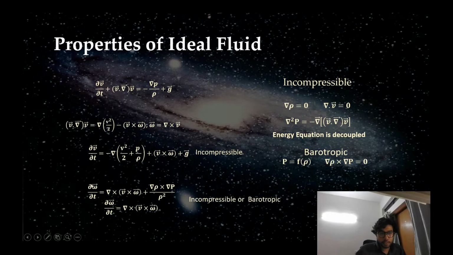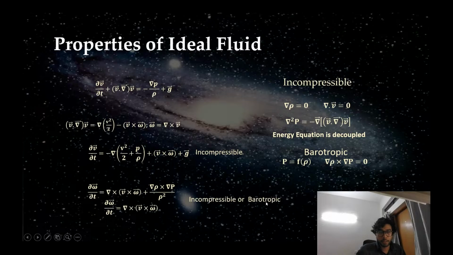So the first row is the original equation without any assumption. But if you assume that the fluid is incompressible, then you get this equation. So there is another condition which will also cancel out this term apart from incompressibility. So as I said, incompressibility basically means del rho is 0, right?